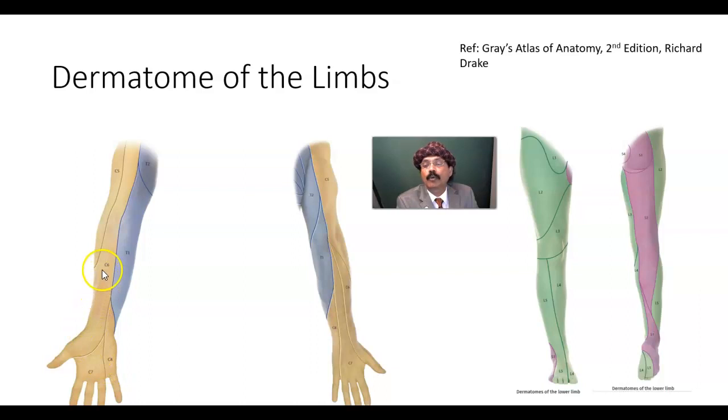Forearm, lateral border, C6, C5. Medial border, T1. Here is T1. T1 is the medial border. Above that, we'll get T2. Like the leg area, kneecap, medial aspect, L3. Maybe partly L4 here. L2, L3, L4. Okay, the great toe is L4.